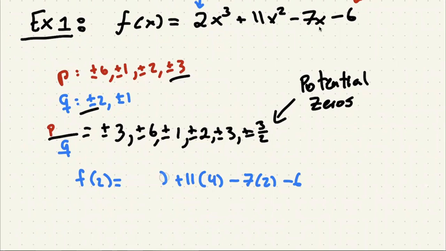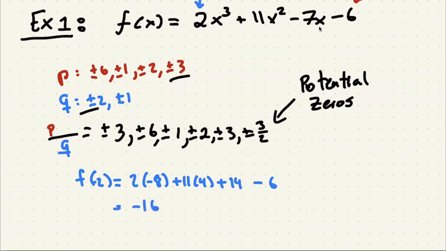So you're going to see this takes a while. Let's try negative 2. This is a long process, so you've got to hope it works. So it's going to be 2 times negative 8 plus 11 times 4 plus 14 minus 6. 2 times negative 8 is negative 16 plus 44 plus 14 minus 6. It's not going to work out. So it's not negative 2 either.